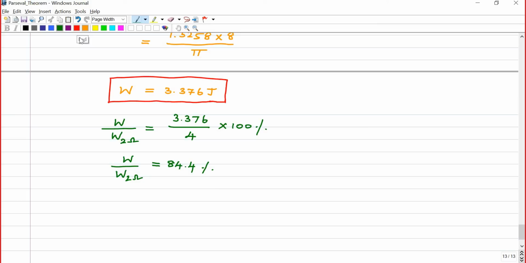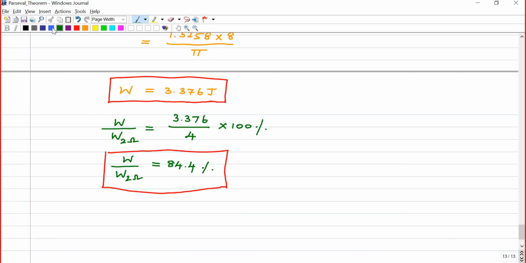So what is the inference here? Almost 85% of the energy lies from minus 4 to plus 4 radians per second, and in the remaining band, a very small amount of energy, that means 15% of the energy, is available. So almost 85% of the energy is contained in the band minus 4 to plus 4 radians per second.